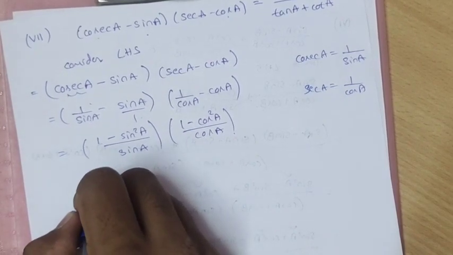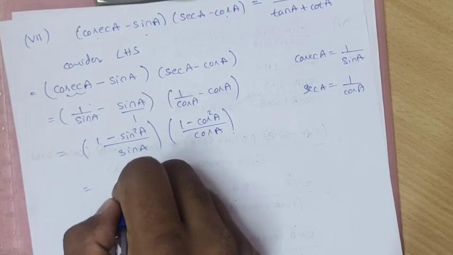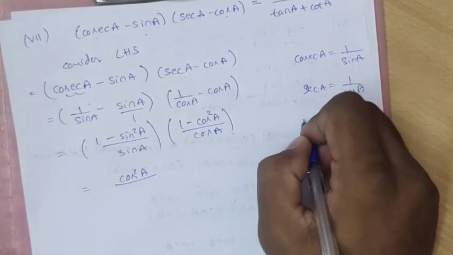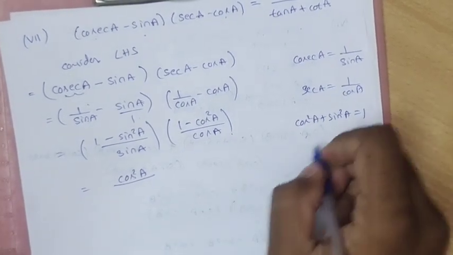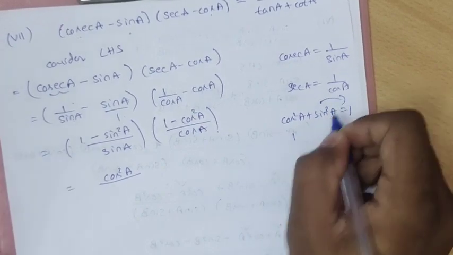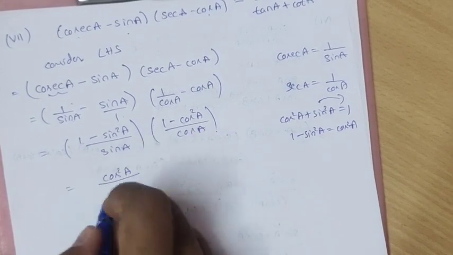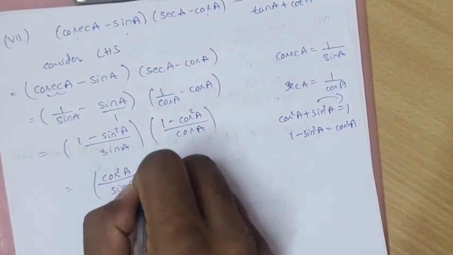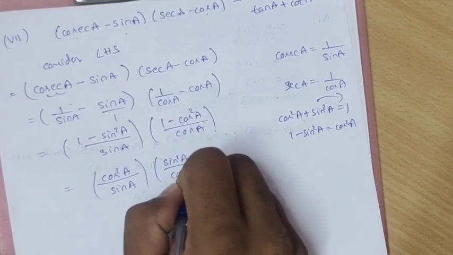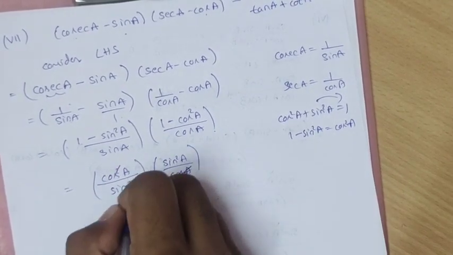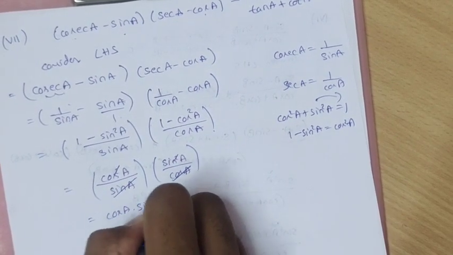Now 1 minus sin square A can be written as cos square A. How? Because cos square A plus sin square A is equal to 1. So if we transfer sin square to that side, 1 minus sin square A becomes cos square A. That is what we have written, dividing by sin A. Similarly here, we can write sin square A dividing by cos A. So 1 cos A gets cancelled, and 1 sin A gets cancelled. The remaining thing is cos A into sin A. So this is our LHS part.